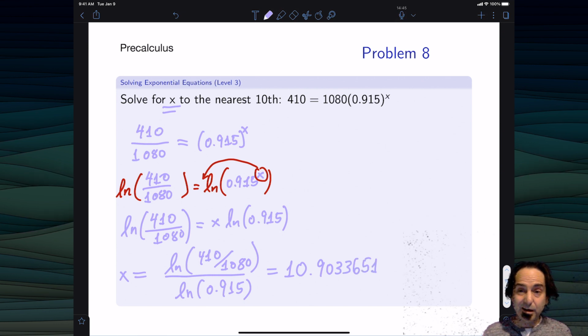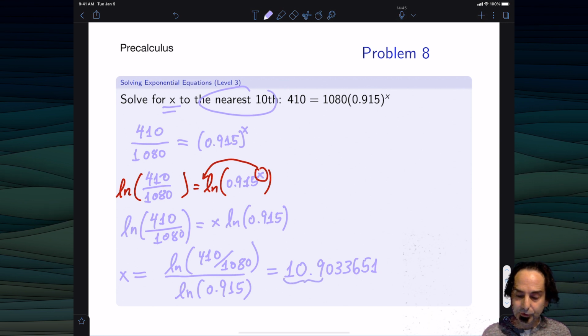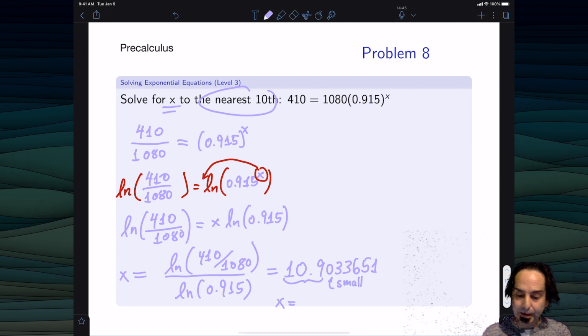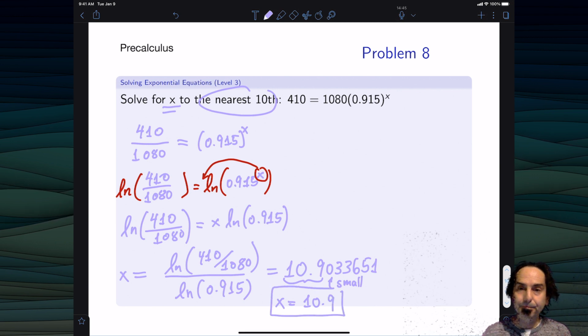10.9033651. A lot of decimal places, but I want this to the nearest tenth, so I'm going to go to the tenth. I have to look at one more digit. 0 is small, so I'm going to round down and find x is 10.9 to the nearest tenth.